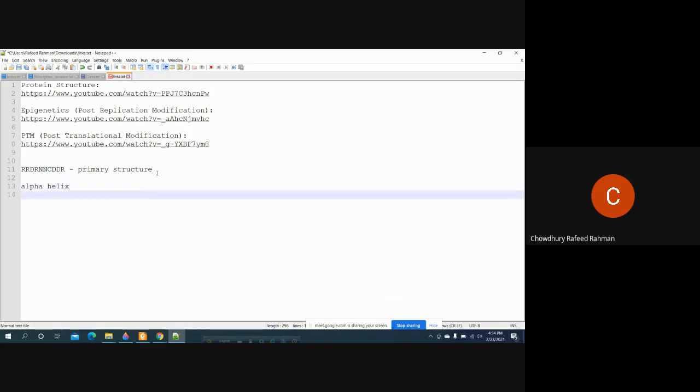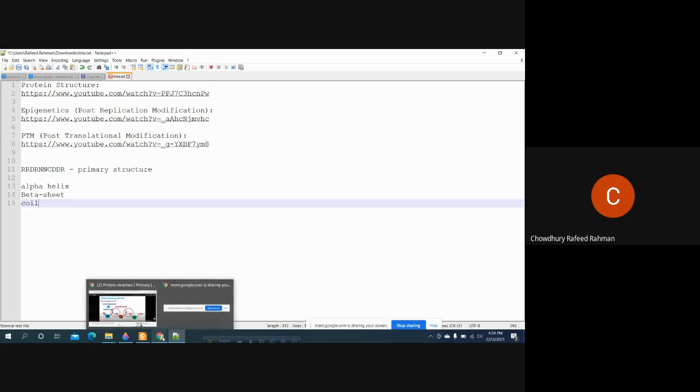alpha helix, beta sheet. This is beta actually. I've written it B because there is no beta in my keyboard. Beta sheet, or let me just write it like this. And finally, coil. Okay, let me just explain all of these one by one.